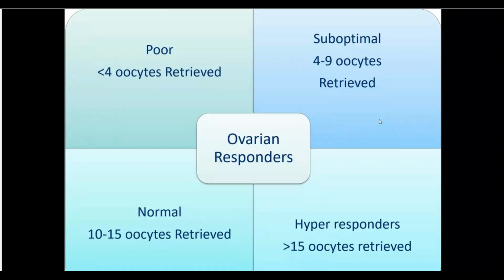Based on the ovarian response, we have categorized the responders: poor responders, where we get fewer than 4 oocytes retrieved, suboptimal with 4 to 9, normal where we get 10 to 15 oocytes retrieved, and hyper responders where we have more than 15 oocytes retrieved.